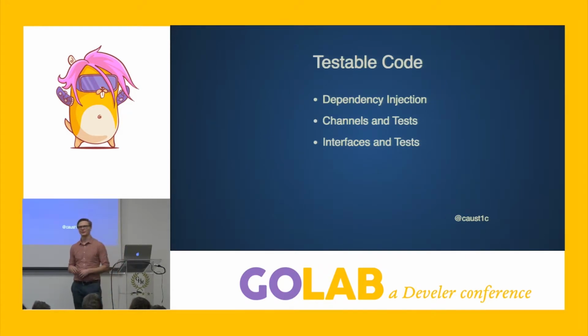So first off, structuring your code is the first step in really your test strategy. Without well-structured code that's easy to test, it's really going to hurt your ability to test things. So in this section, we're going to go over a few different things, starting with dependency injection. Then we'll talk about how channels relate to testing in Go. And finally, we'll talk about how interfaces relate to testing in Go.